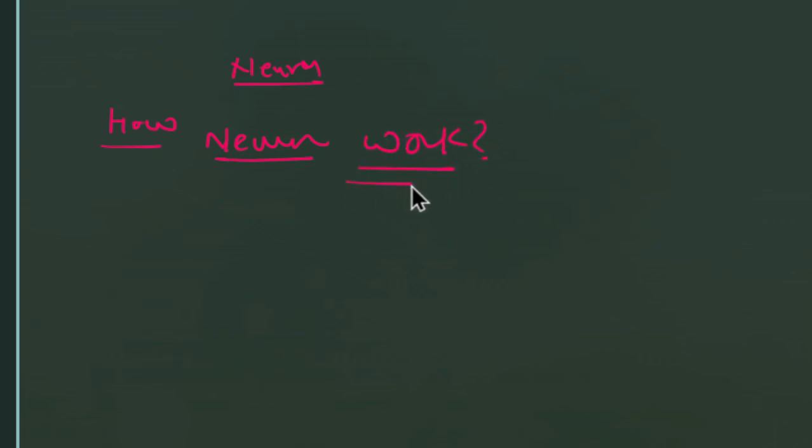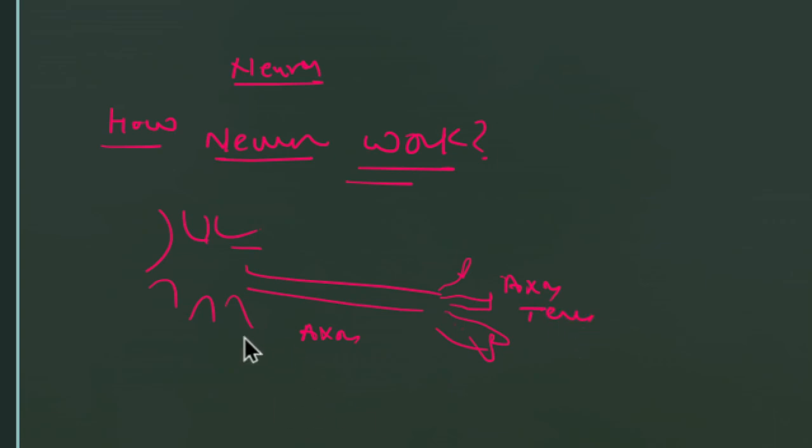How do neurons work? Remember, this region is called the dendrites, this is the axon, and this is the budding of the axon terminal. If this axon interacts with another axon, how does it interact? There will be the presence of a receptor, and this receptor opens when it interacts with the ligand.